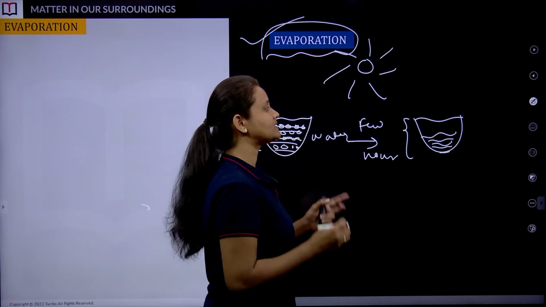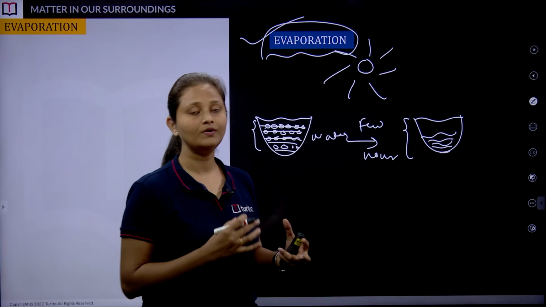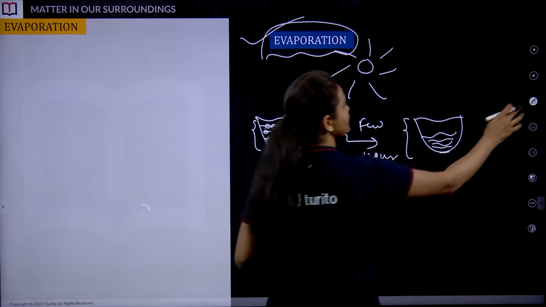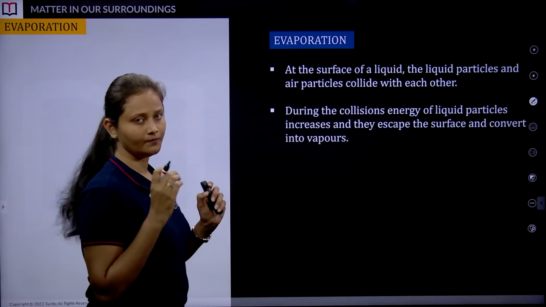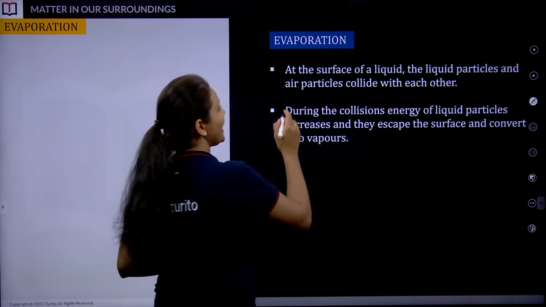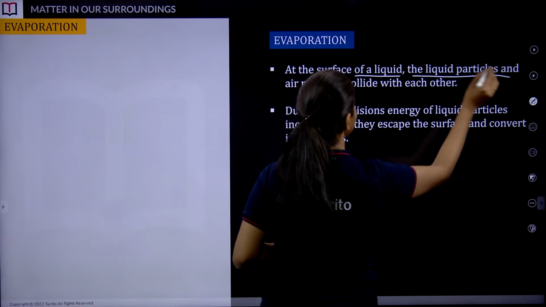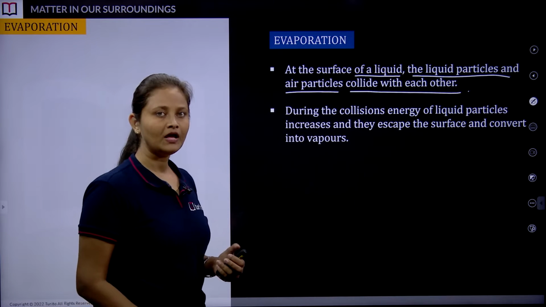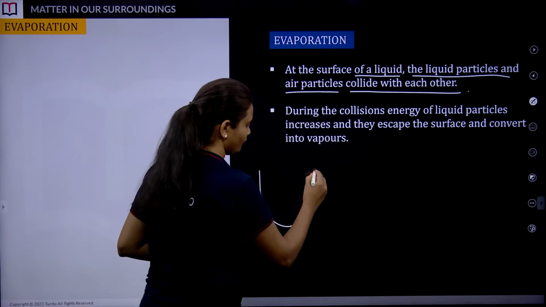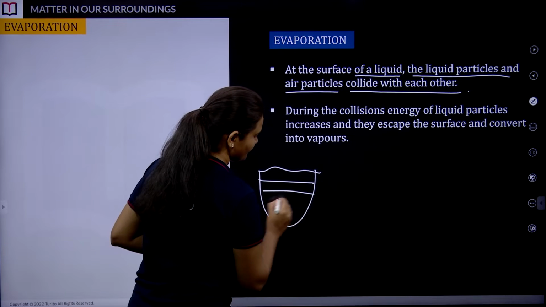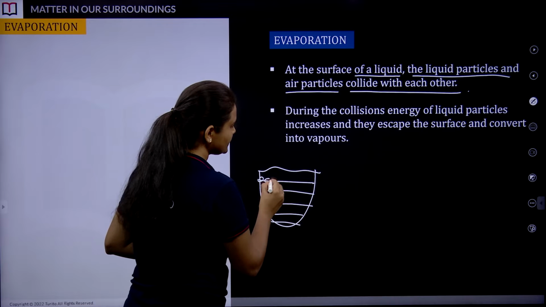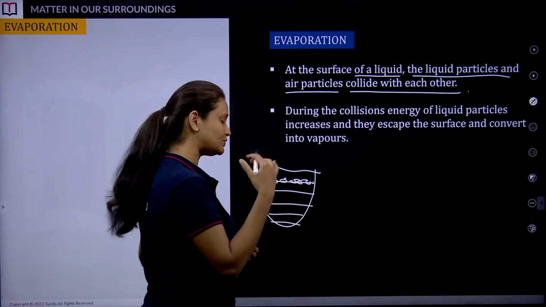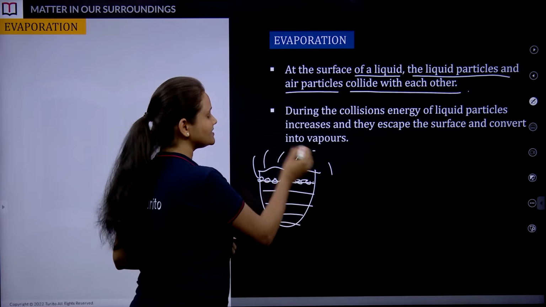So students, now it's time to understand what this evaporation is and how it takes place, and where this water went. So let's try to understand this with the help of one proper definition. At the surface of a liquid, the liquid particles and air particles collide with each other. We have taken a bowl, it has a surface. Suppose I want to draw it again. So this is its surface, this is the water level. These are some molecules. This is the topmost layer of these molecules which is in contact with the air, it's surrounded by air.